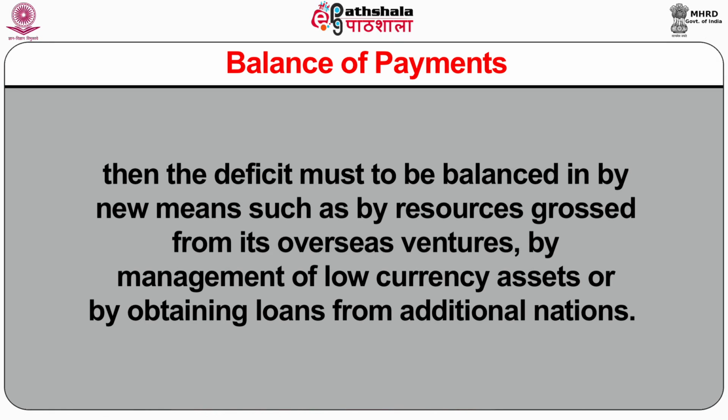Once all constituents of the balance of payments accounts are integrated, they need to amount to zero without any deficit. For instance, if a nation is importing more as compared to its exports, its trade balance will be in deficit. Then the deficit must be balanced by other means, such as by resources gained from its overseas ventures, by management of low currency assets, or by obtaining loans from other nations.